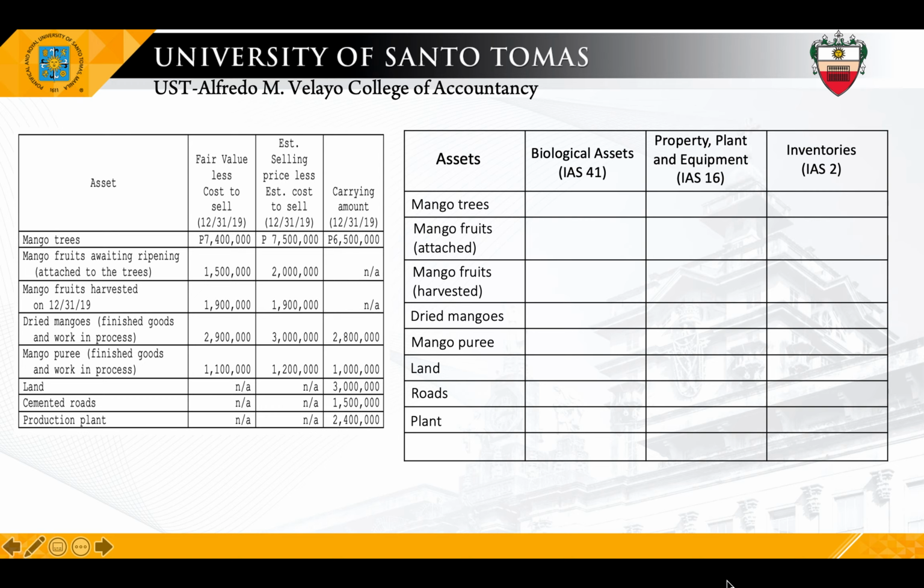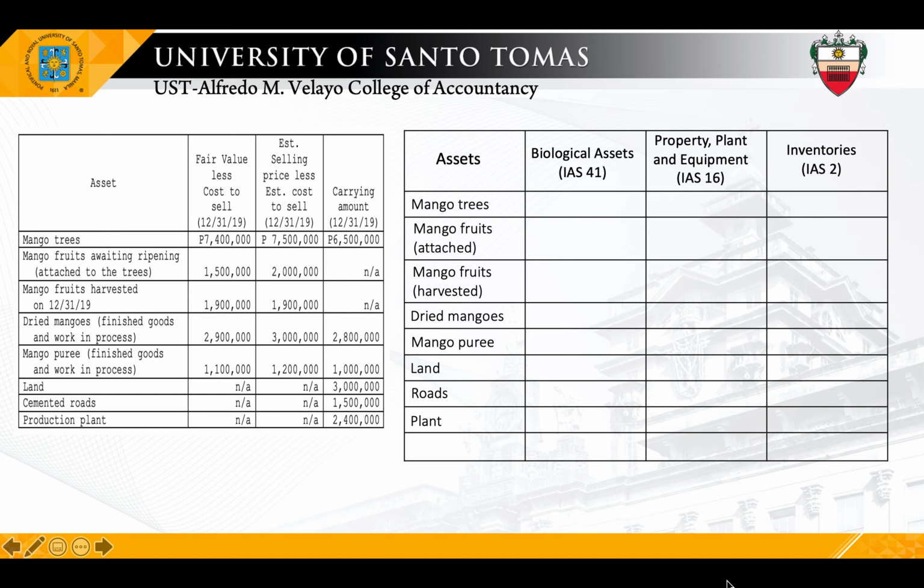Okay, so first, mango trees. As discussed, mango trees in a mango plantation are considered as bearer plant. So, PPE. And how do we account for PPE? According to IAS 16, cost model, book value is equal to cost less accumulated depreciation less accumulated impairment loss. How about using the revaluation model?